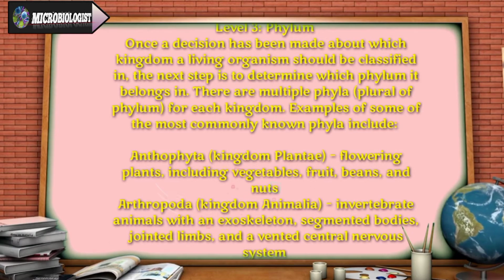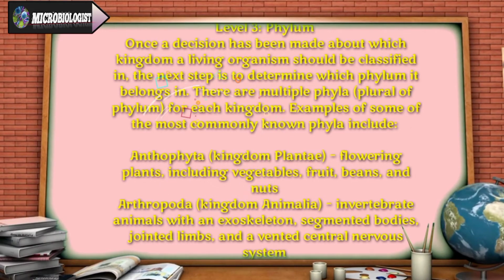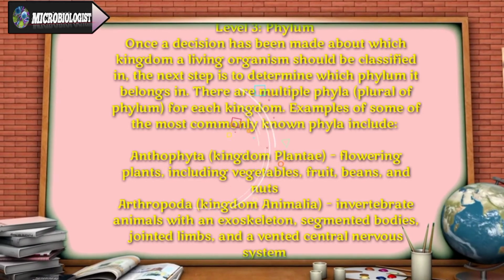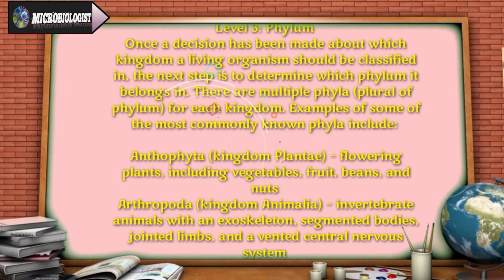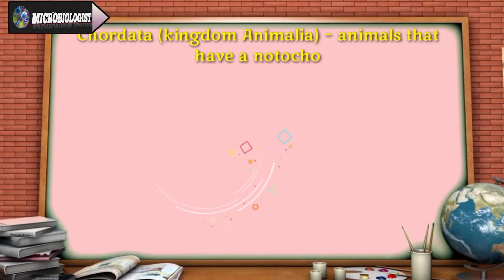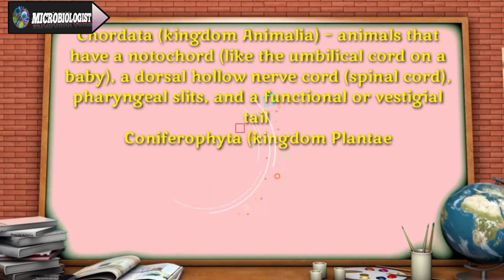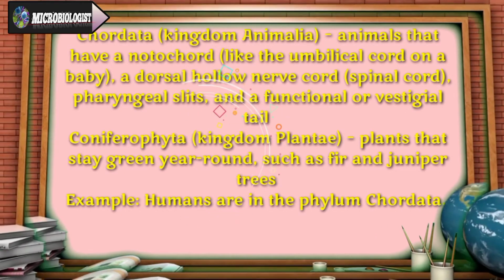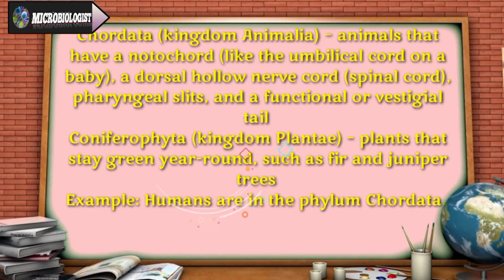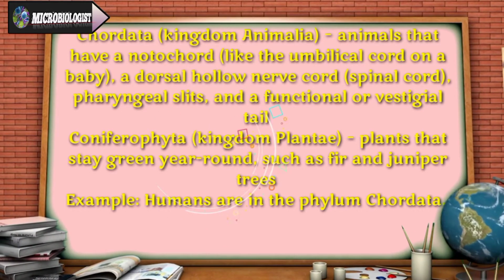Examples of some of the most commonly known phyla include Anthophyta, kingdom Plantae: flowering plants, including vegetables, fruit, beans, and nuts. Arthropoda, kingdom Animalia: invertebrate animals with an exoskeleton, segmented bodies, jointed limbs, and a ventral central nervous system. Chordata, kingdom Animalia: animals that have a notochord, a dorsal hollow nerve cord, spinal cord, pharyngeal slits, and a functional or vestigial tail. Coniferophyta, kingdom Plantae: plants that stay green year-round, such as fir and juniper trees. Example: humans are in the phylum Chordata.